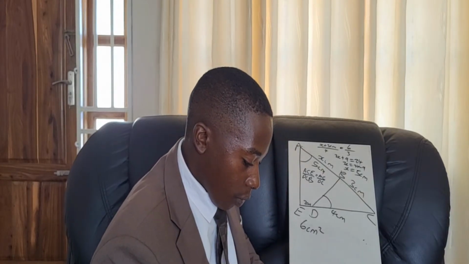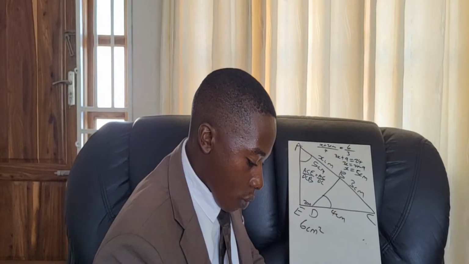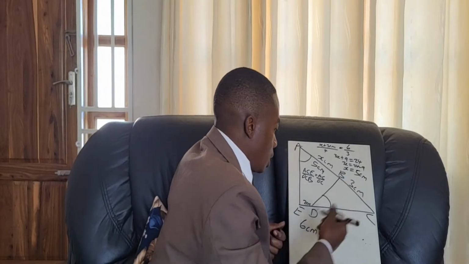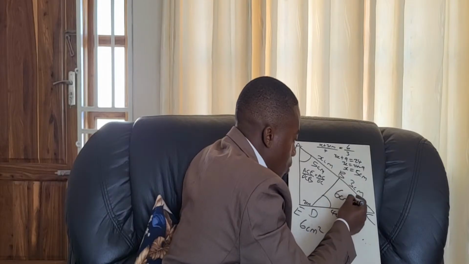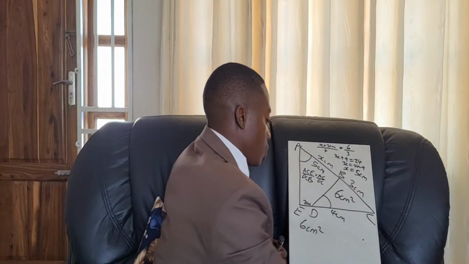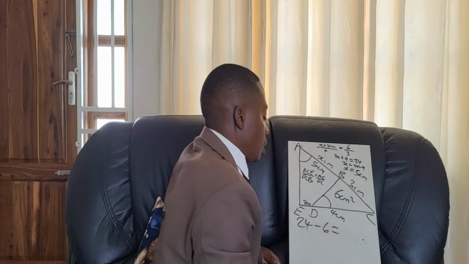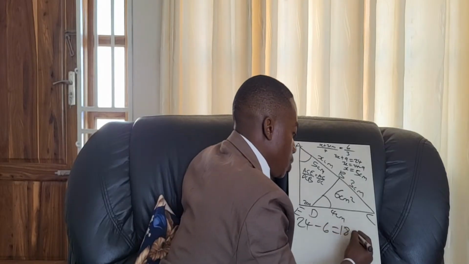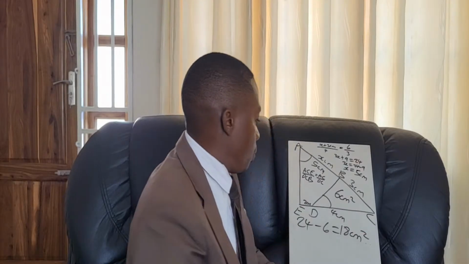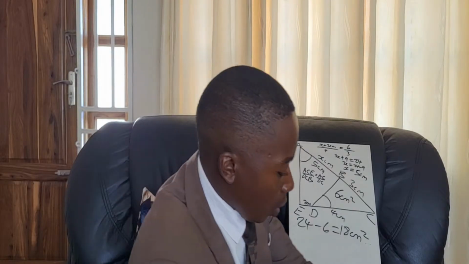Number 22: 6 square centimeters for the small triangle, and the bigger shape is 24. So we say 24 minus 6, what do you get? 18. So it's 18 square centimeters. That's the area of ABDE.